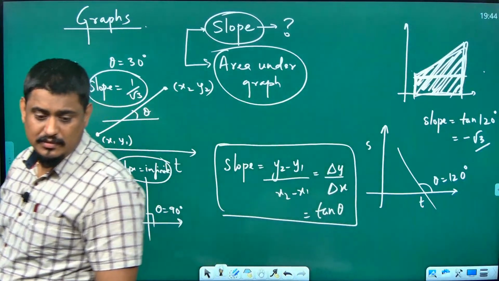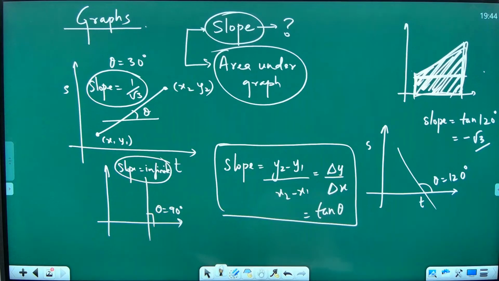In my infinity graph, what is the area? Tell me what is the area? 0. If you have a graph like this, what is the area below this? Only a line is there. A line will not have any area. So 0.